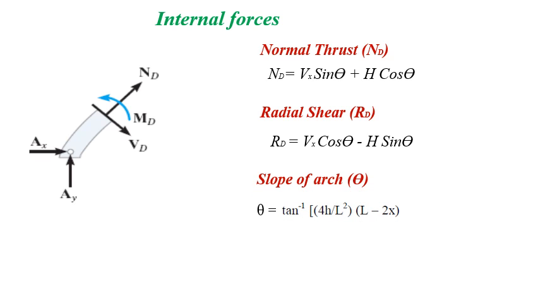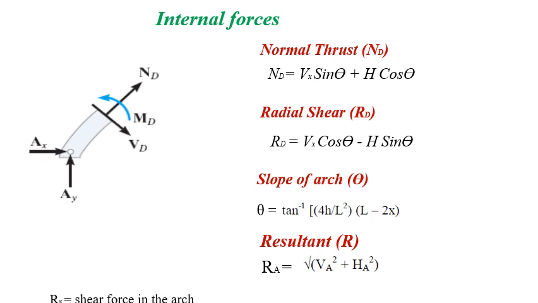Slope theta is equal to tan inverse of 4h by L square into L minus 2x. So you know the equation y is equal to 4h by L square into x into L minus x. If you differentiate that, you get this equation. So the total reaction at the hinged support is RA, the combination of the horizontal and vertical reaction, that is root of VA square plus HA square.